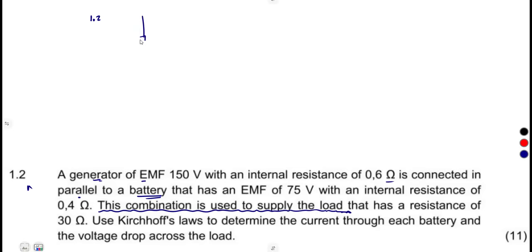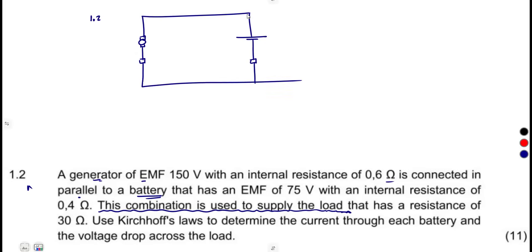So here it is a revision, guys. I'm just going to quickly consider what we are given here. So there is a generator, an EMF is given. It has internal resistance, also connected in parallel with a battery, so that this combination is used to supply the load. So we have got our generator here, which has got the internal resistance, and the battery with the internal resistance as well. And these two are used to supply a load resistor. So that's our load in this case.